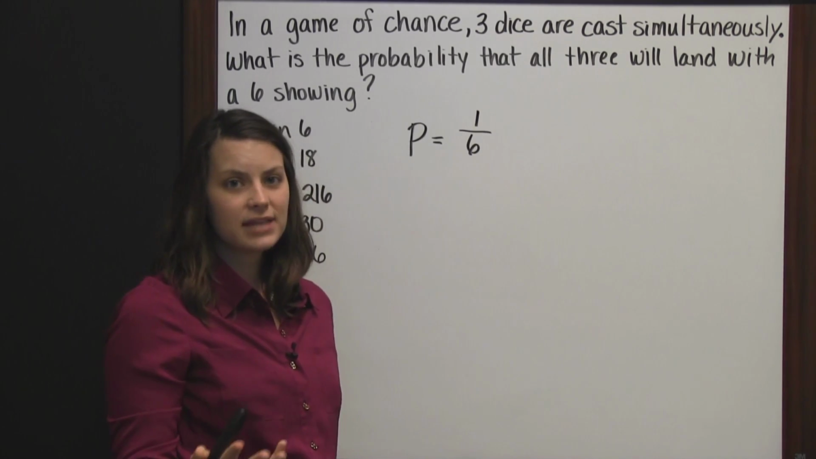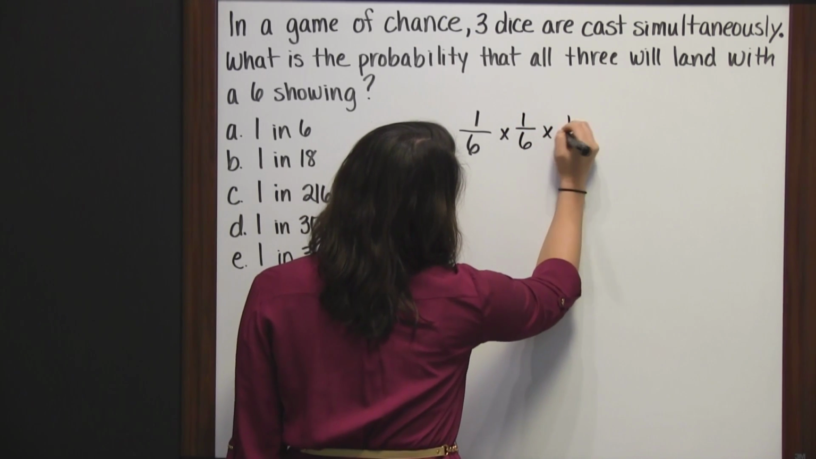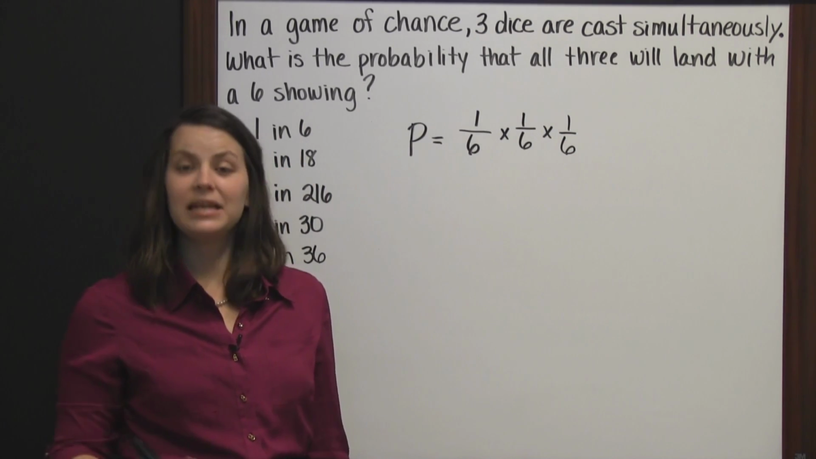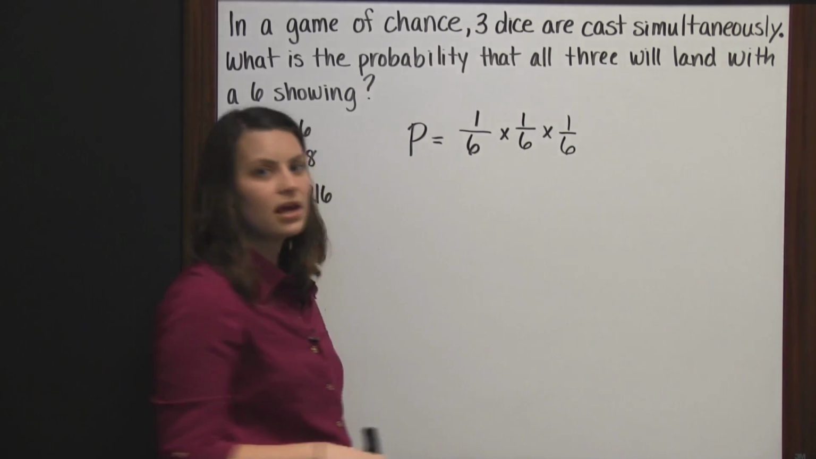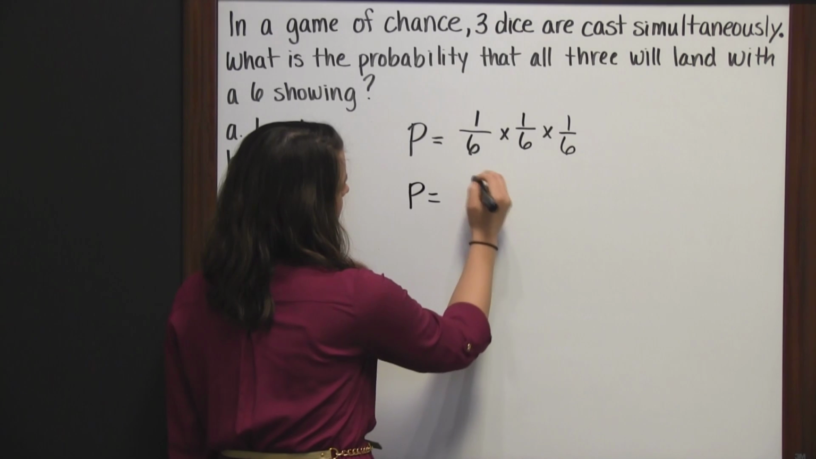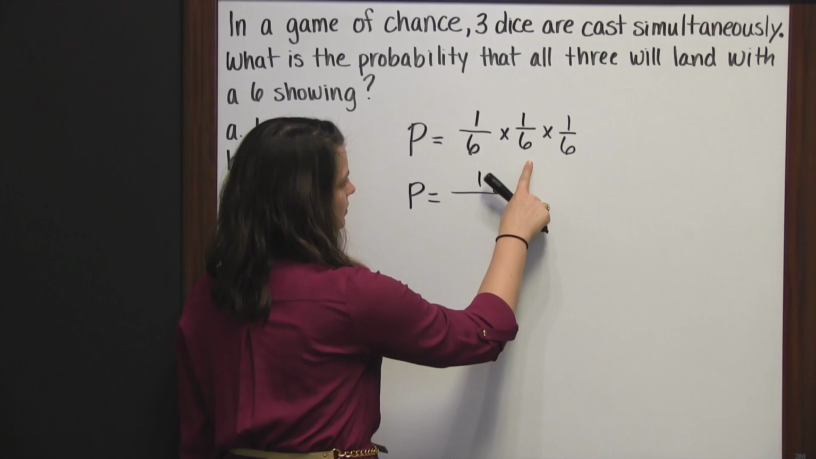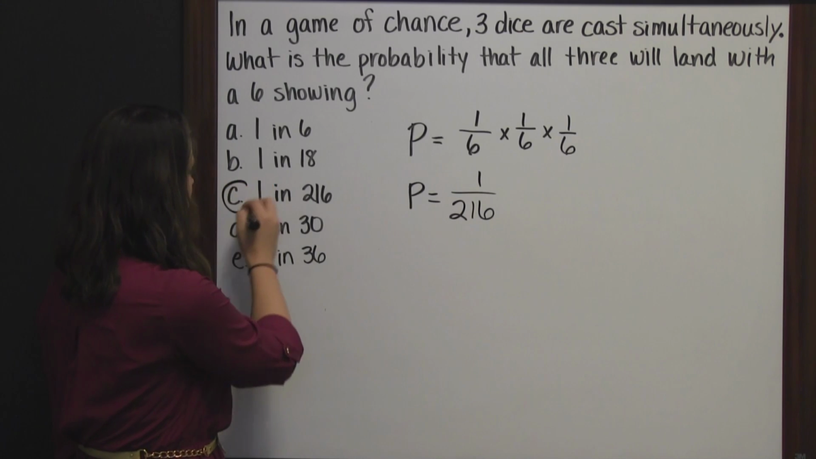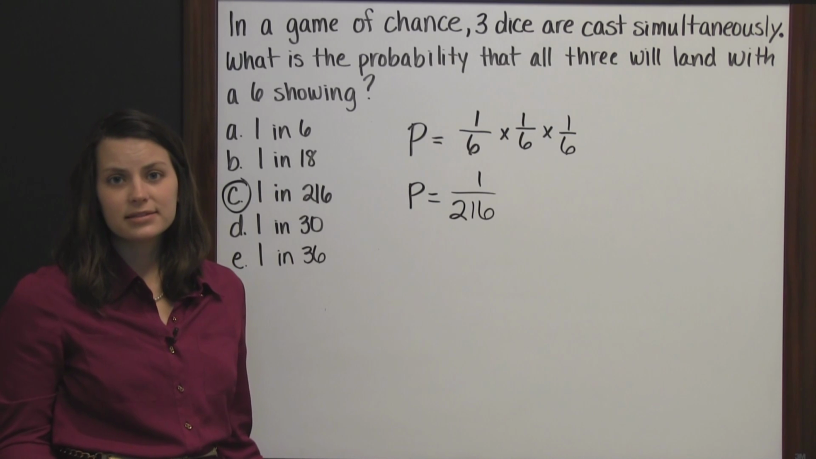And the other 2 dice have the same probability. So times 1/6 times 1/6. All of these events are independent of each other, meaning they don't affect each other, which is why we just multiply the 3 probabilities of the 3 dice together. So that means that the probability is 1 out of 6 times 6 is 36, times 6 is 216. So 1 in 216. Which, if you really think about it, makes a lot of sense.